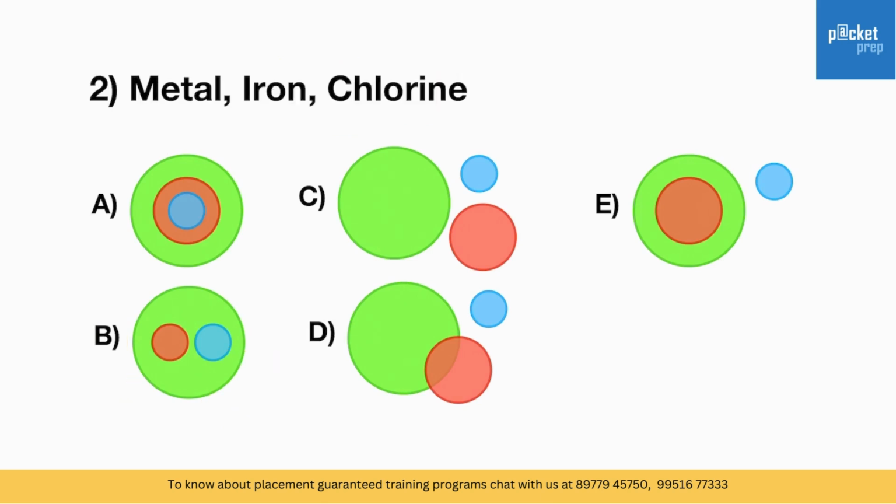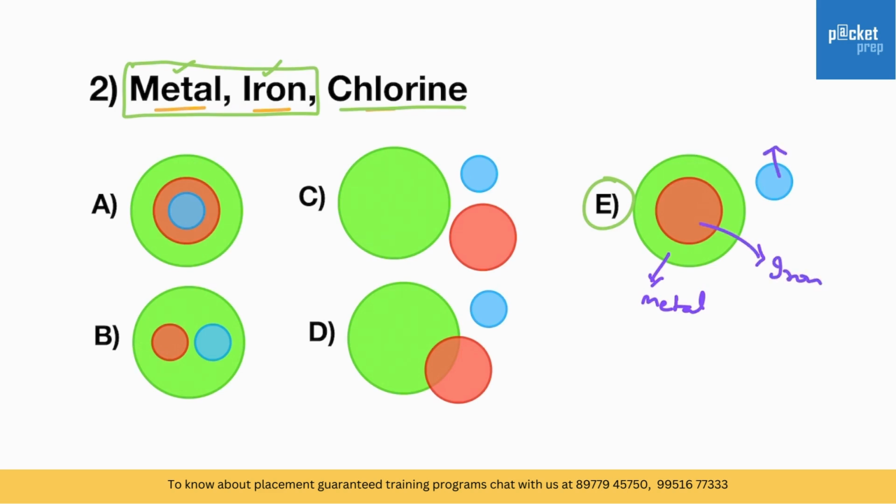Let's try one more. Metal, iron, chlorine. Is there a connection between any of the two words? Yes. Metal and iron belong to the same class. Chlorine is different. In this, metal is a superclass and iron is a subclass. So the best option is E. In this, this is metal, this is iron, and this is chlorine.